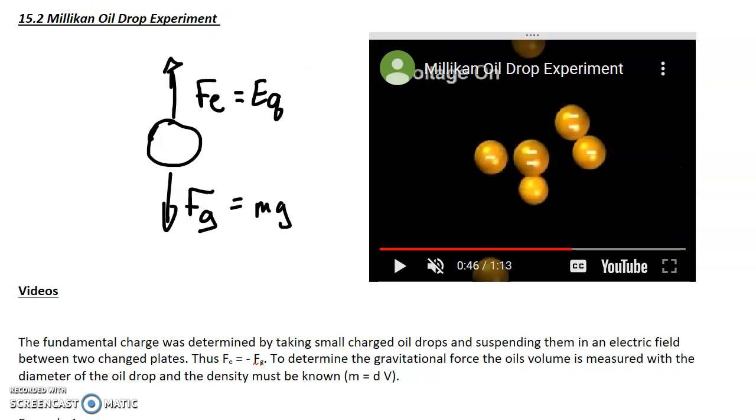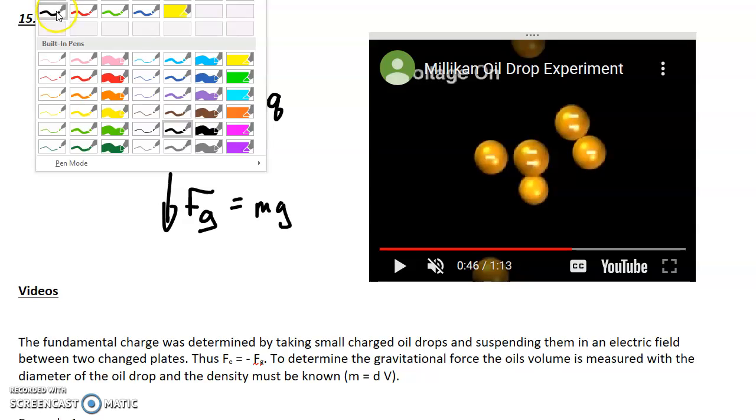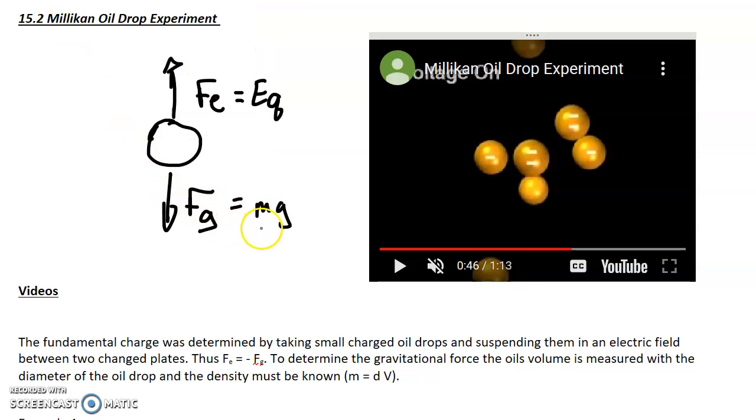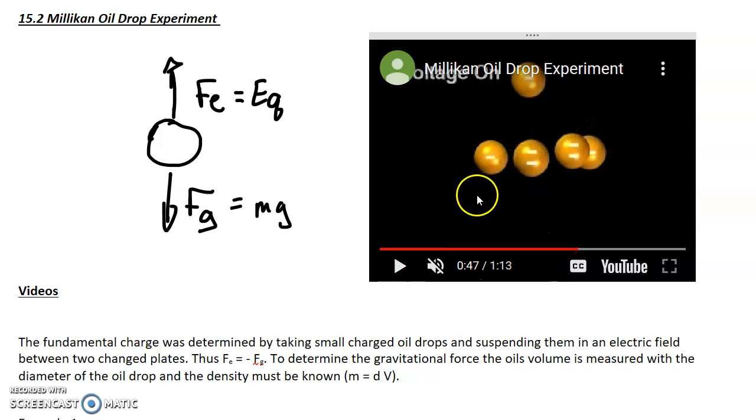Now, in this particular instance, the trick becomes finding what is the mass of the oil drop. And so while the oil drop is suspended here and before it takes off in one direction, essentially what you're going to need to do is measure the diameter of that oil drop from here to here. Once you have the diameter, you can then calculate the volume, multiply it by the density in order to find the mass. And so that's a little tricky on how the mass was determined.